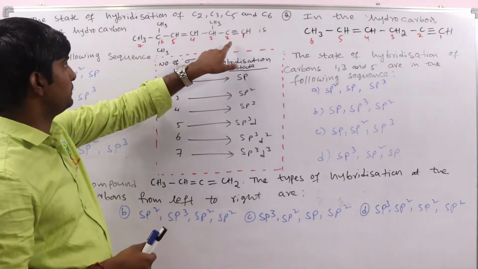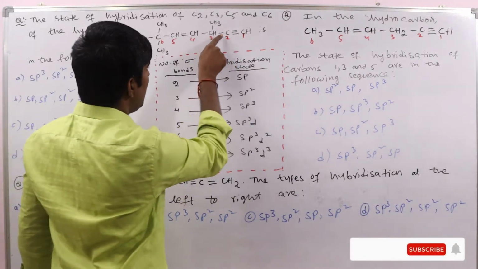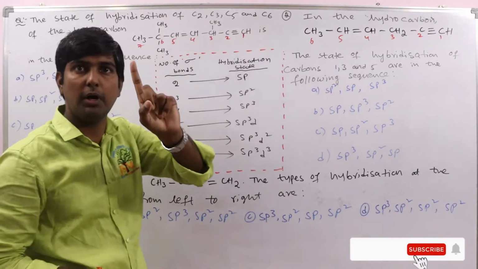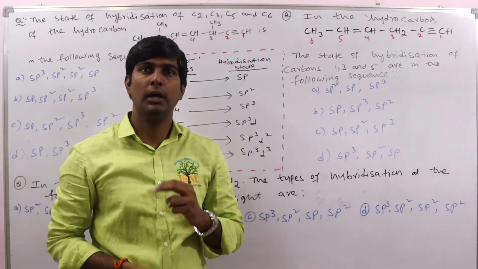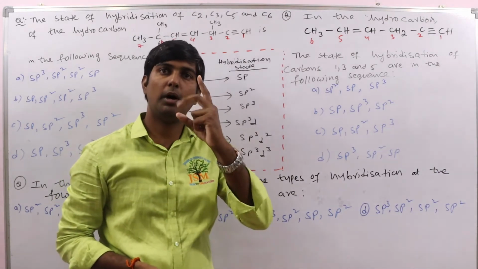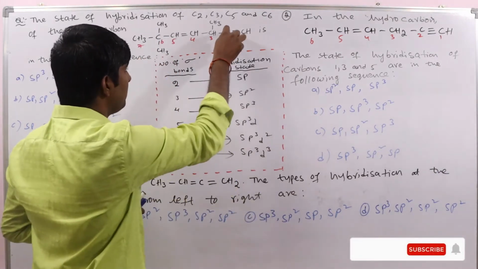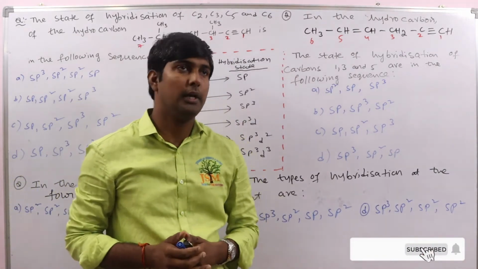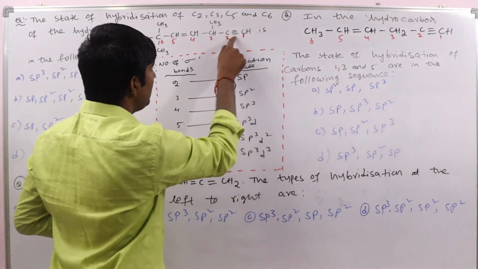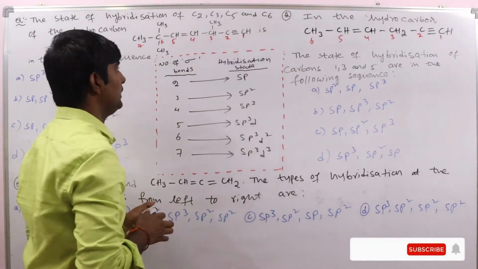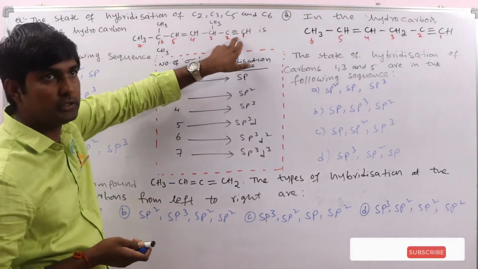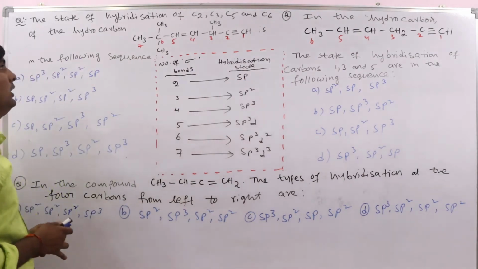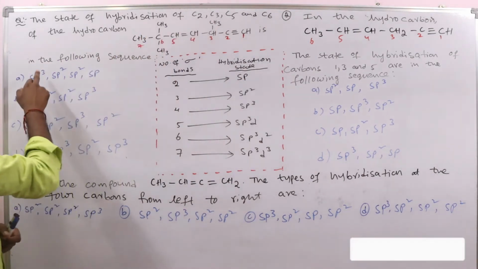See here at C2, this carbon has 2 sigma bonds. In a triple bond, one is a sigma bond, remaining two are the pi bonds. And all the single bonds are sigma bonds, right? So one here, two, so total two hybrid orbitals. Two sigma bonds are present for this carbon, so that's why the hybridization state is sp. So at second carbon, sp hybridization.